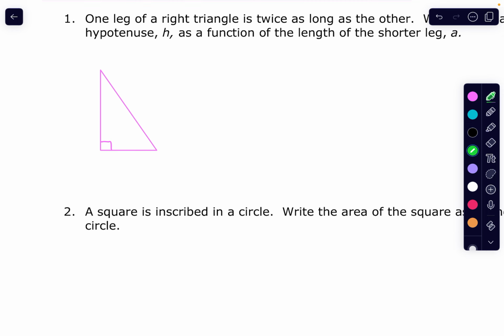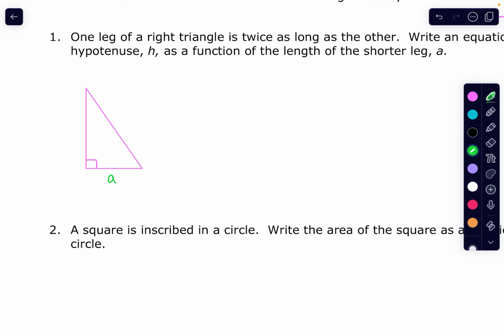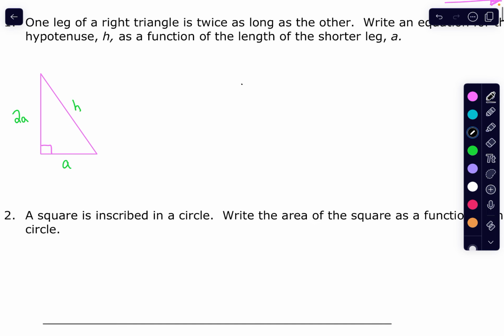So according to my diagram, this looks like it's the shorter leg. The other leg is twice as long. And then we're trying to define that in terms of the hypotenuse. So you have to think about which equations pertain to right triangles, most notably the Pythagorean theorem. So we have the shorter leg plus the other leg, make sure that quantity is squared, is equal to the hypotenuse squared. From here, we're going to define h explicitly by solving for it.